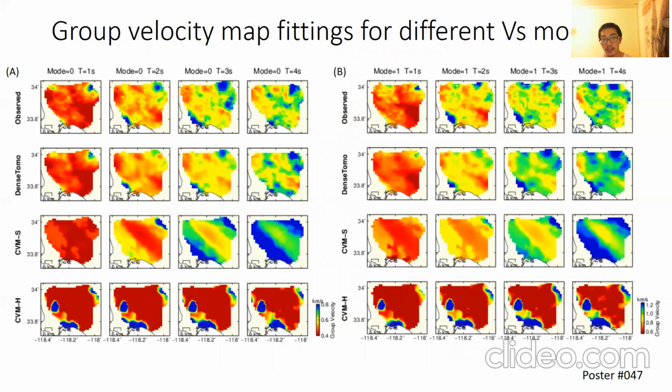We see that our DenseTomo synthetics fit the tomographic observations much better than the 2 other CVM models. The CVM-S model over-predicts the group velocities at longer periods, while the CVM-H model generally underestimates the group velocities.